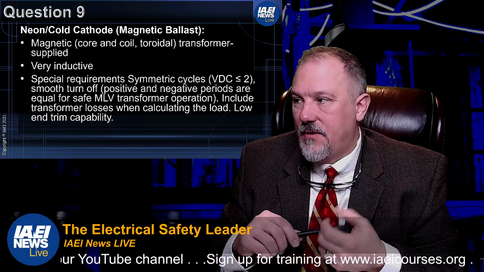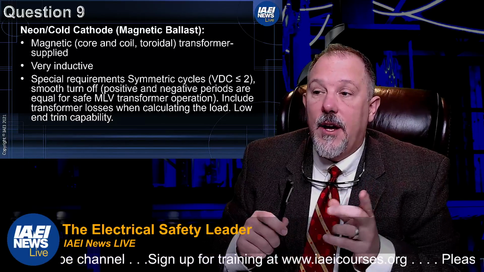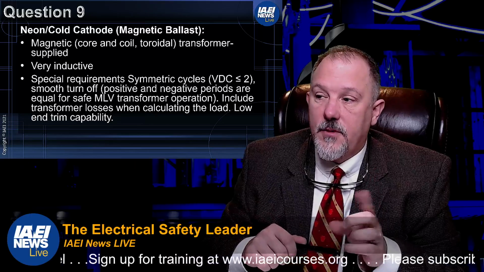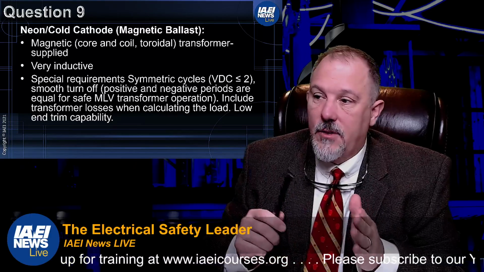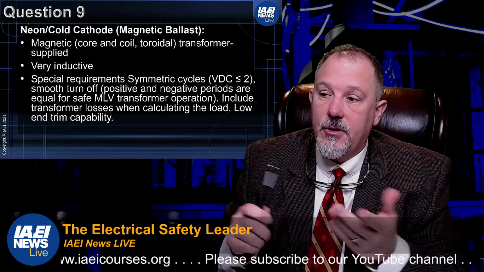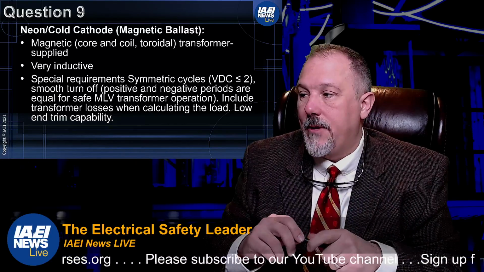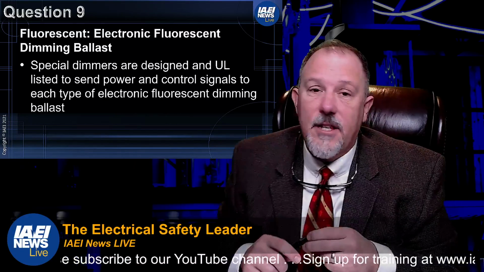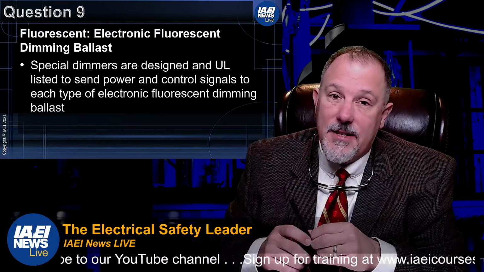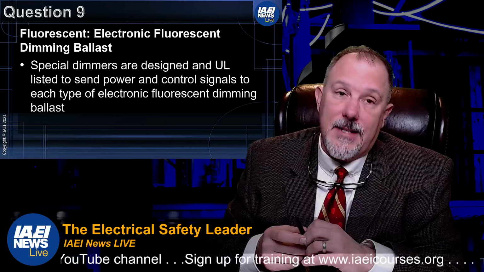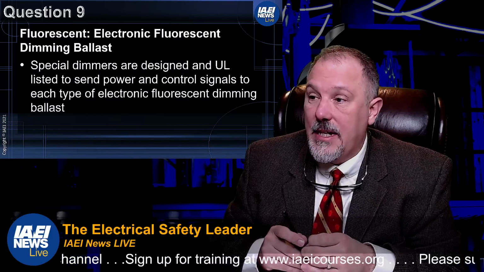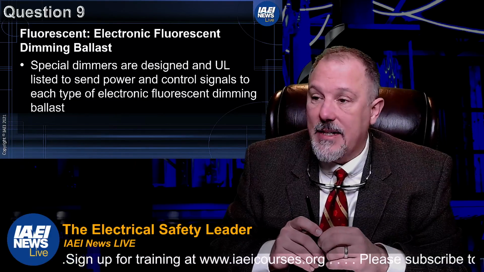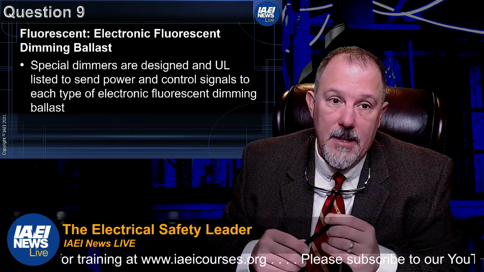Symmetric cycles, voltage DC less than 2 VDC. The smooth turn off, so equal for the MLV transformer operation, include transformer losses when calculating the load, low end trim capability. Then you get into fluorescence. Special dimmers are designed and UL listed to send power and control signals to each type of electronic fluorescent dimming ballast.